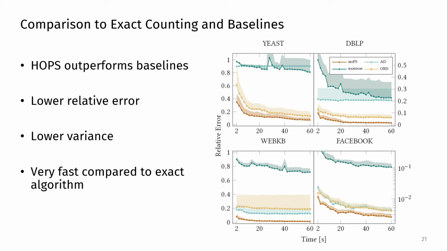In the experiments you see on the right side, we have plotted the relative error of each baseline with respect to the exact counting over time, since with more iterations the estimate becomes better. Notice that the HOPS algorithm not only has a lower relative error than the baselines in all 4 experiments, but also a lower variance. And it reaches this low error a lot faster than the baseline algorithms.